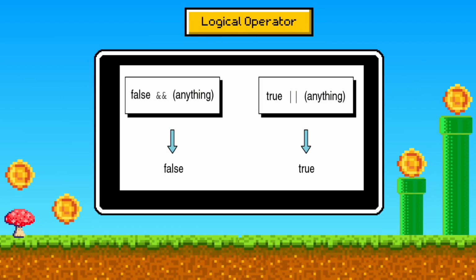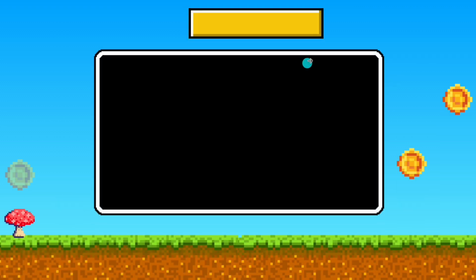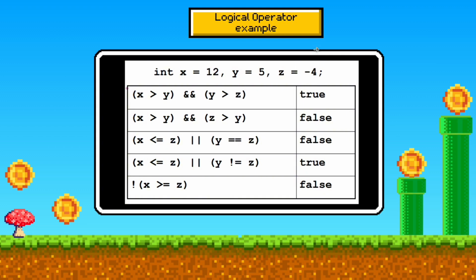For the logical operators: if false and anything, the result is false. If true or anything, the result must be true. Okay, the logical operator example.